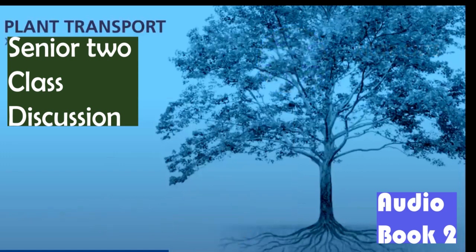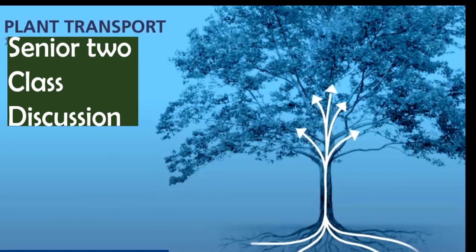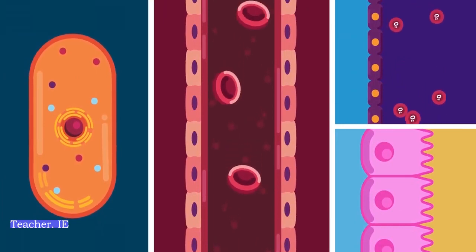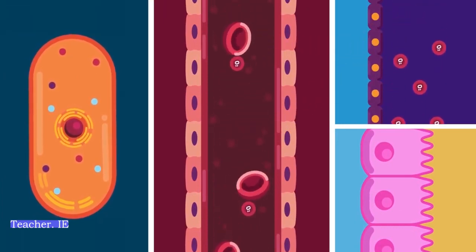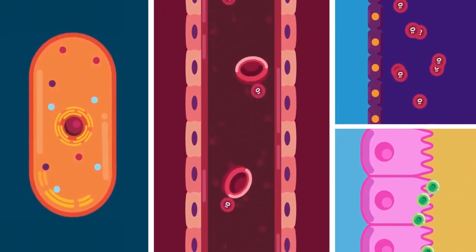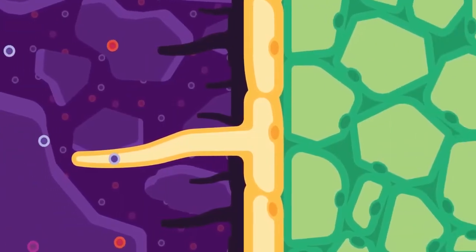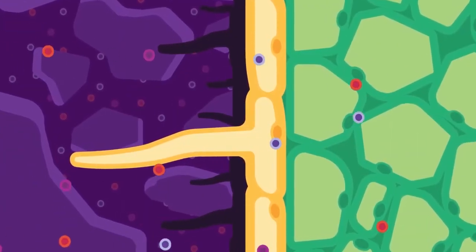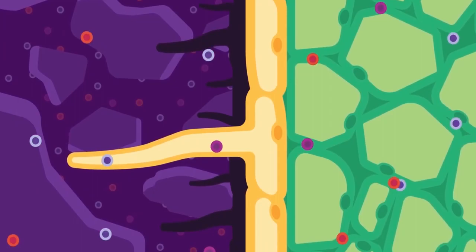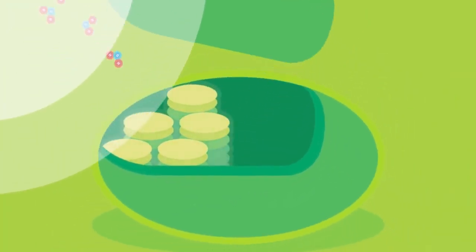During the study of this chapter, you'll know how substances enter and move out of cells and the processes that take place in plants. Transport is the movement of materials from one part of an organism to another. For a good transport system, the following are required. Energy, which is used to move materials against a concentration gradient. Secondly, materials to be transported.